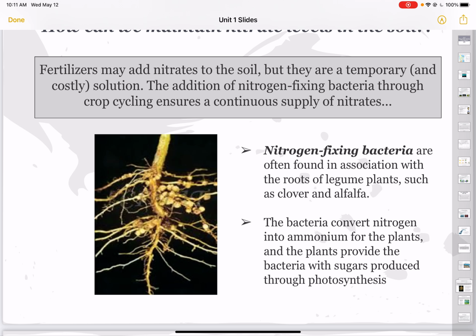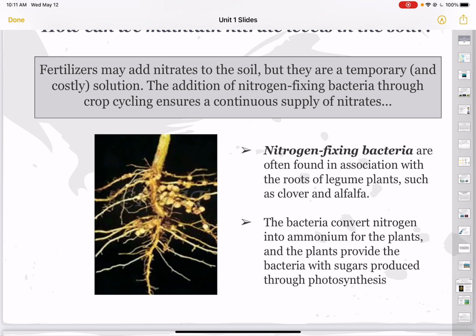So nitrogen-fixing bacteria are often found in association with the roots of legume plants, such as clover and alfalfa. Clover and alfalfa are what we would consider a great cover crop. When we're not growing something in the soil and we want to get the soil nutrients back to a level that is good for growing in the next season, we would put in a cover crop like clover or alfalfa, and that would start to help create that nitrogen-fixing bacteria and encourage the soil levels to get back to the nutrients they need to grow other crops.